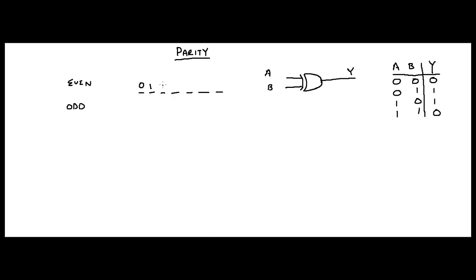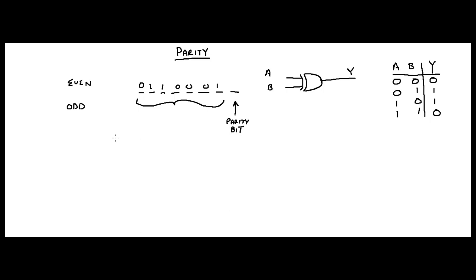0, 1, 1, 0, 0, 0, 1. Now you notice there's 7 bits here, right? This is your data that's being sent. We have one additional bit at the end. This is your parity bit. This is appended to the end of the digital number that you're sending.